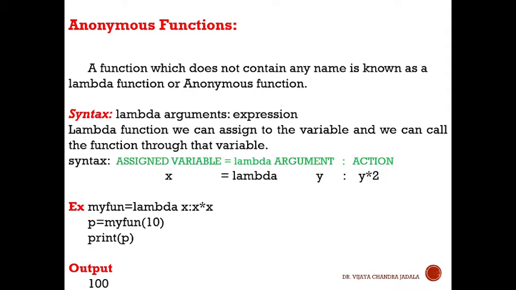A lambda function we can assign to a variable and we can call the function through that particular variable. Syntax: variable = lambda argument: action. For example, x = lambda y: y * 2, that is y square. So here the lambda value, my fun, p value equal to 10, print p, that means actually x into x, so 10 into 10, the output will be 100.